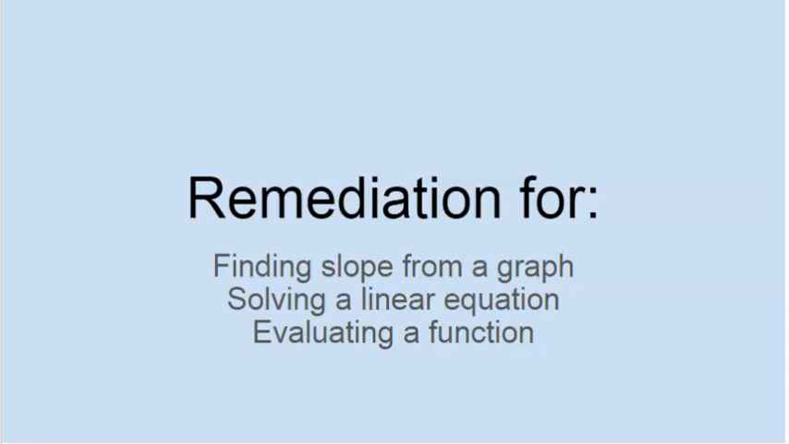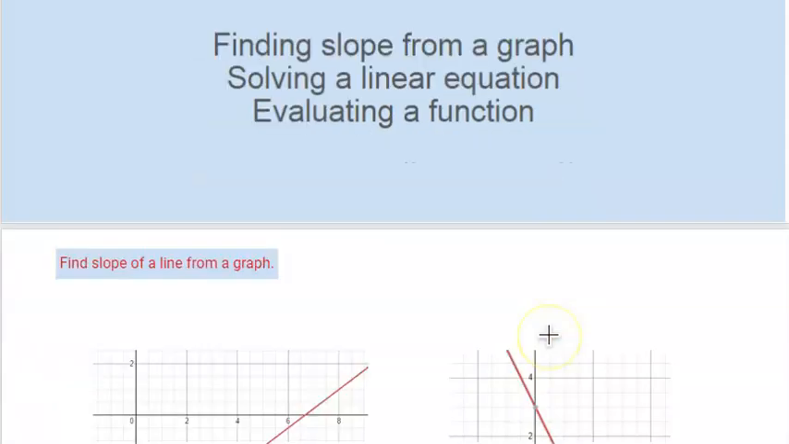Hi everyone. To get ready for your IAs, I noticed that there's a few things that a lot of you struggled with on prior quizzes or tests. So I'm going to quickly do an example for finding slope from a graph, solving a linear equation, and when the directions say evaluate a function. I realize that many of you don't understand what to do. You know the process. You don't understand what they're asking. So we're going to look at each of those.